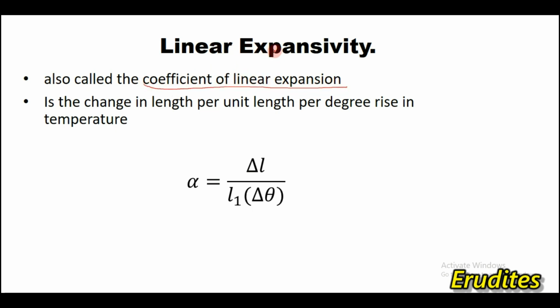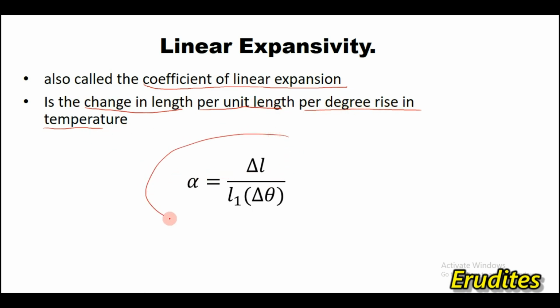Linear expansivity, also known as the coefficient of linear expansion, is the change in length per unit length per degree rise in temperature. This is what linear expansivity is all about. Again, it can be defined as the change in length per unit length per degree rise in temperature.